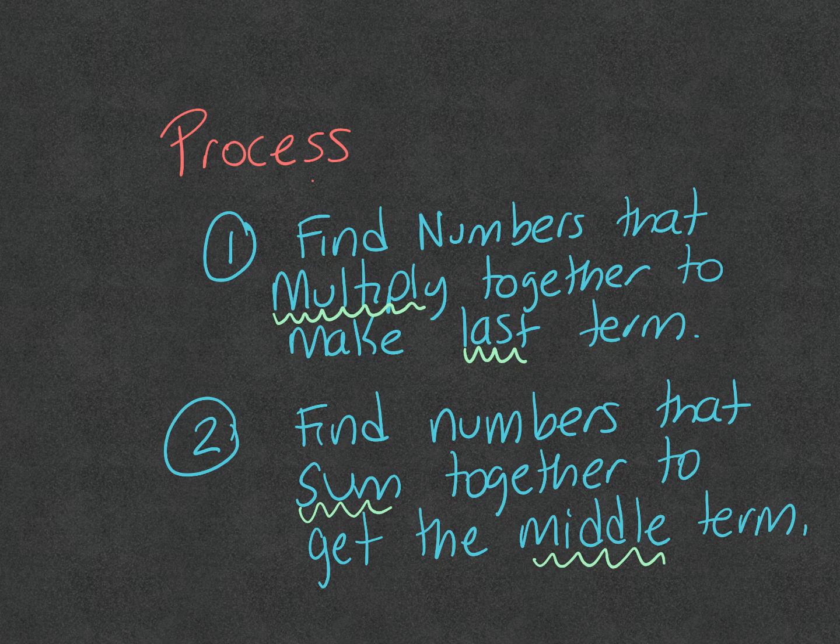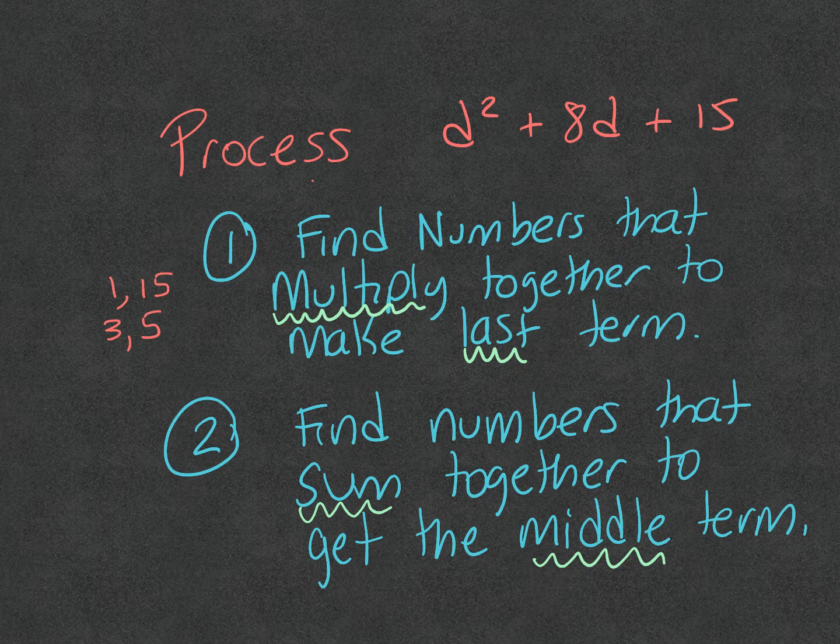I'm going to take a moment and put that on the top. So d squared plus 8d plus 15. You're going to find numbers that multiply together to make that last term. That last term is 15, so really it's a fancy way of saying you're going to find the factors of 15. So 1 and 15, 3 and 5. Those are our choices. The smaller the number, the fewer choices.